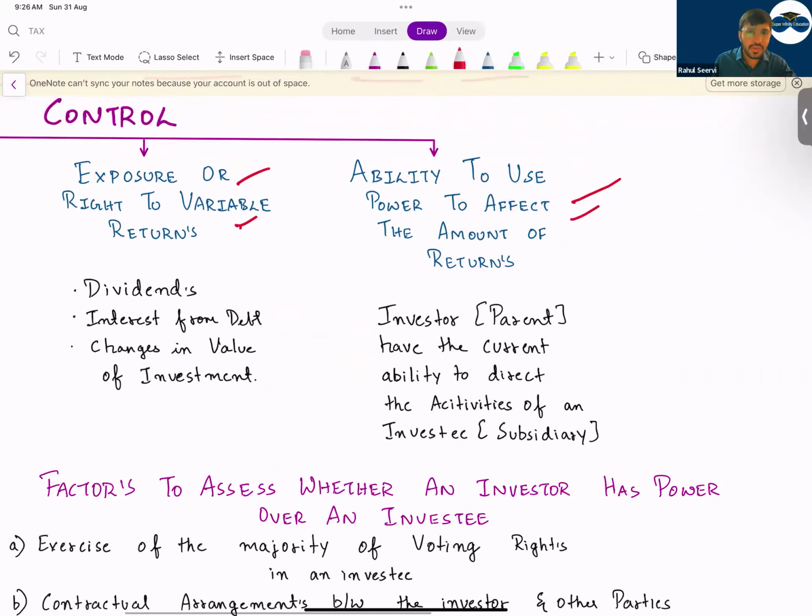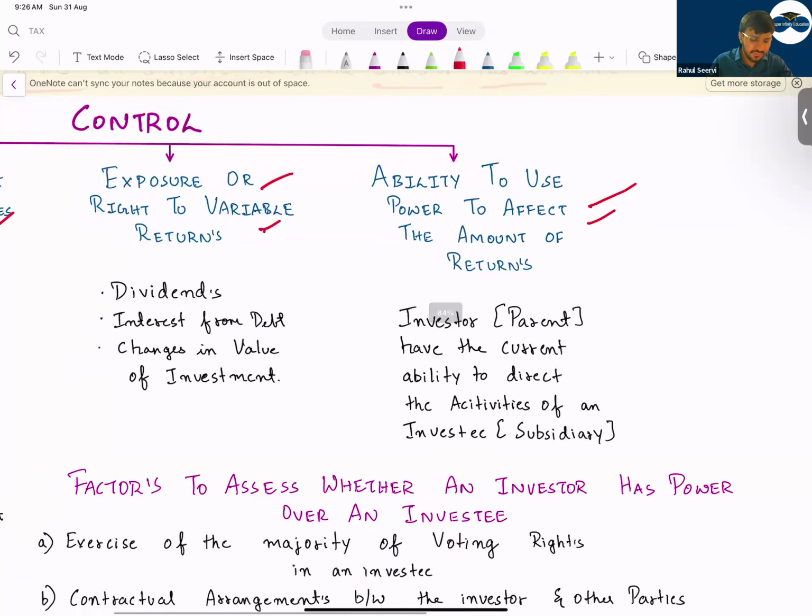Then ability to use power to affect the amount of return means I have the power so that I can change the decision. If the company is doing business in one sector, I'll say shut this down and do the business in another sector, so it will be more profitable. In that case, the profit of the parent also will be affected, the subsidiary also will be affected. So we say we have control.